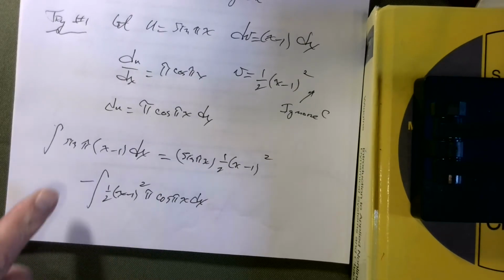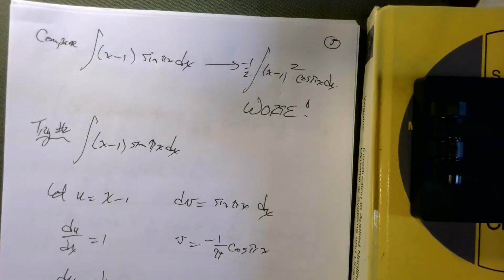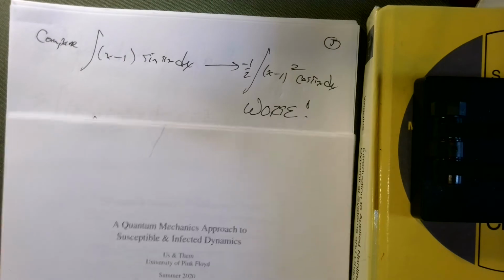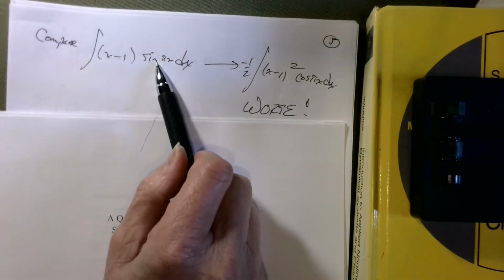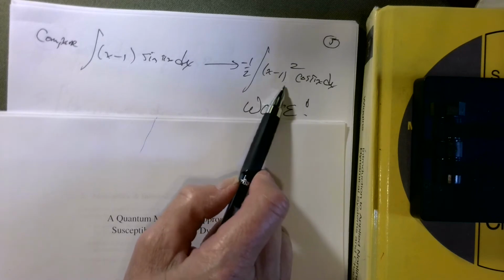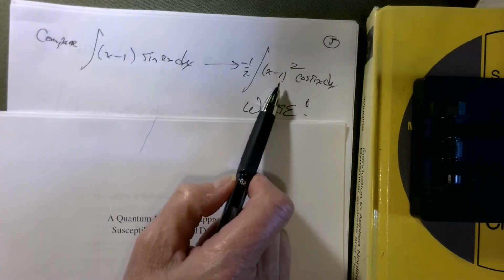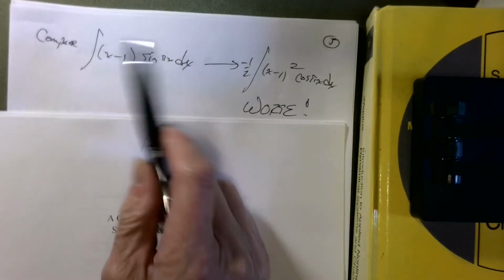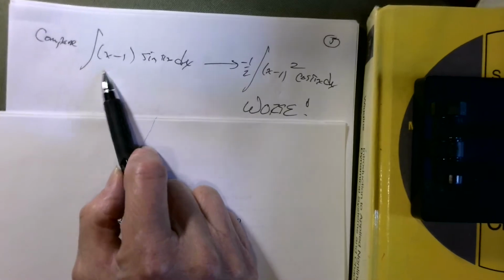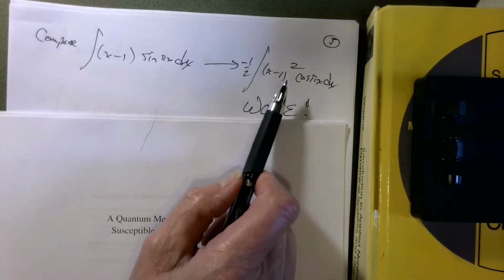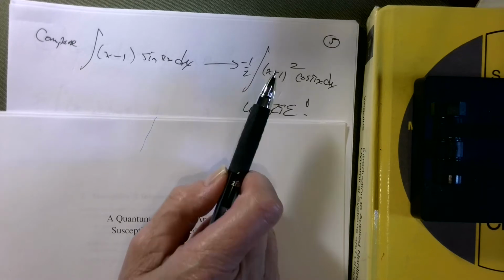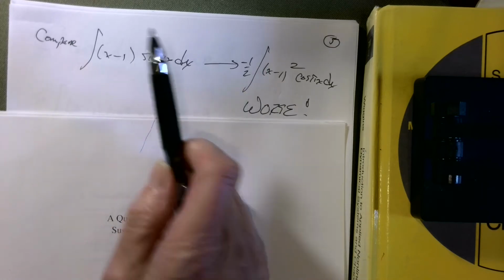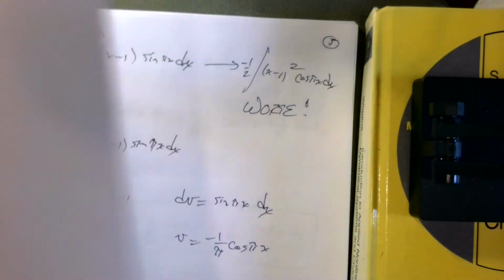Now what I do is I ask myself the question, are we better off than when we started? So if I take a look at what we started with, it was x sine. Now we're left with, just look at the new integral, the v du. This is even worse. And in fact, I want you to notice something very interesting here. You took an x minus a 1 and you turned it into a 1/2 x minus a 1 squared. That definitely tells you that that was the wrong choice. So we'll try something else.